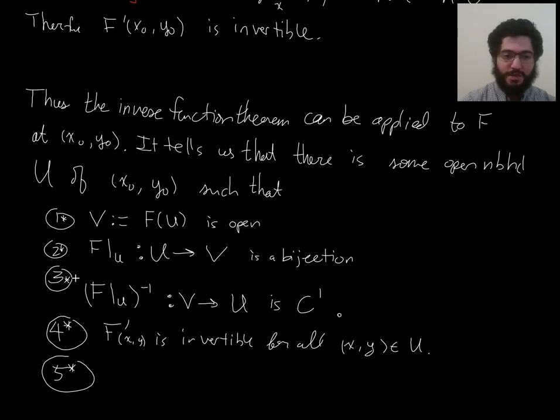From knowing 2 star and 3 star, knowing that F is a bijection and its inverse, when you restrict to U, it's a bijection and its inverse, and F is C1 and the inverse is C1, then you can use the chain rule and look at a composite and say, okay, the linear approximation has to be an invertible map at any point.